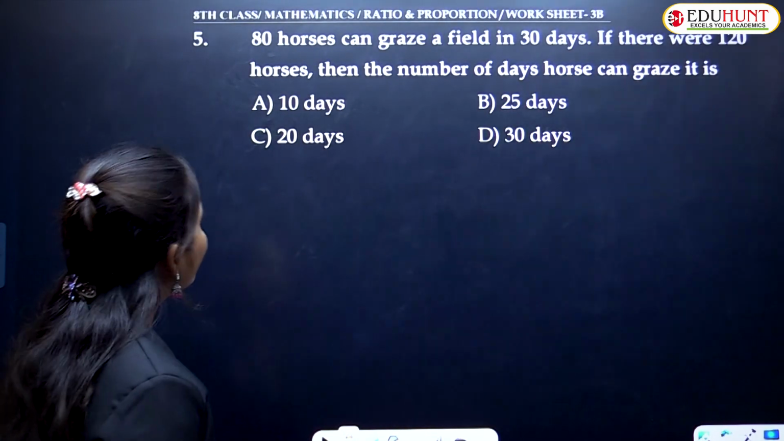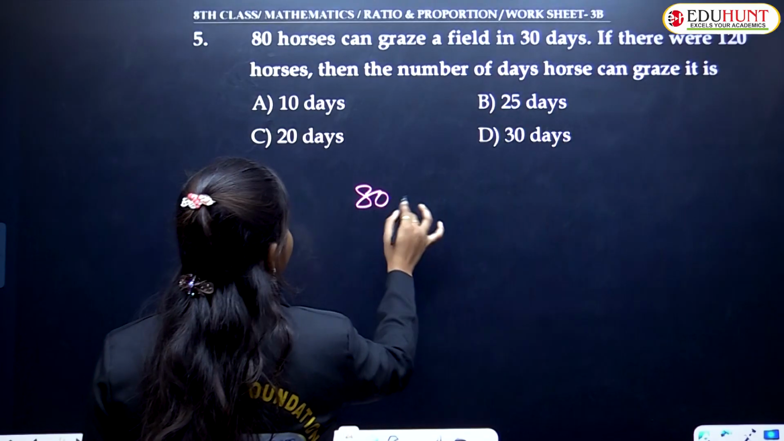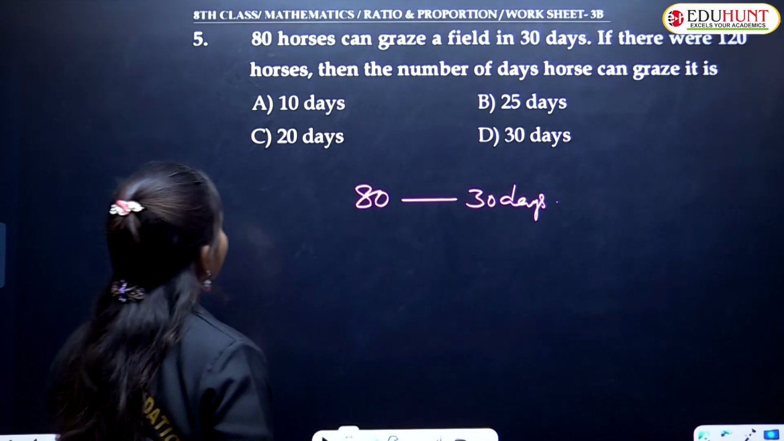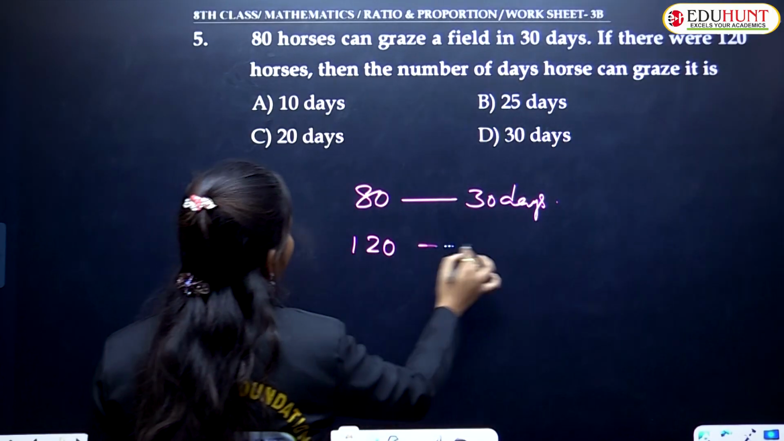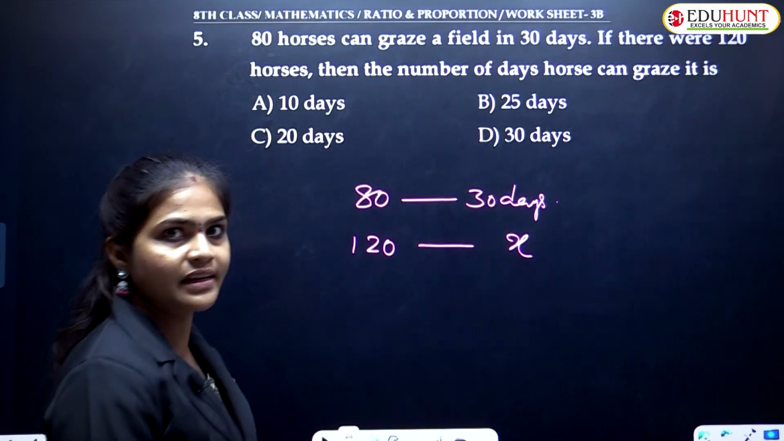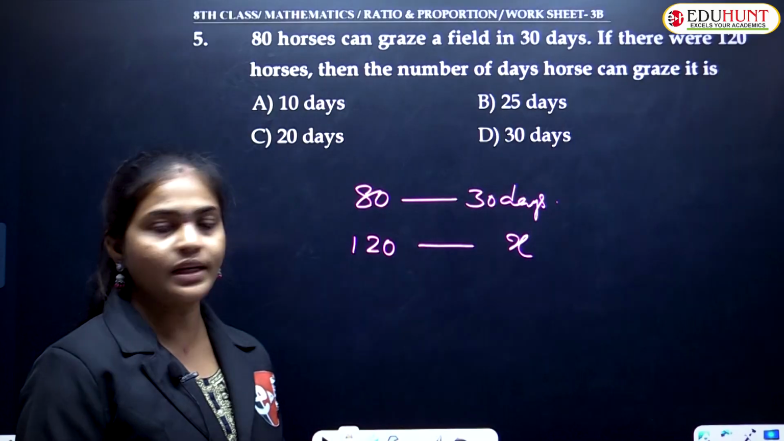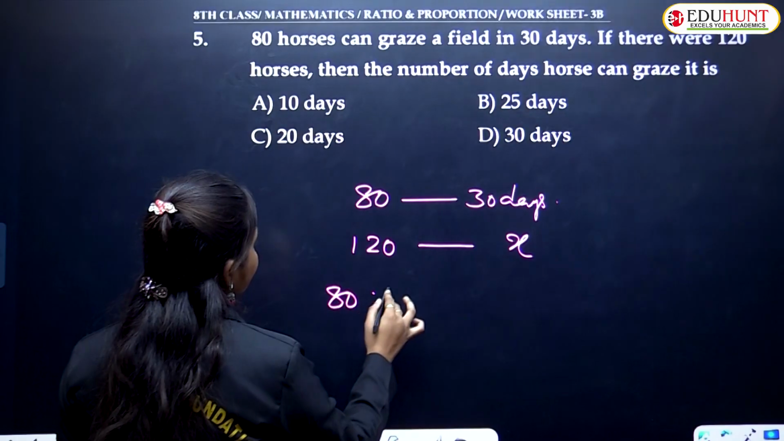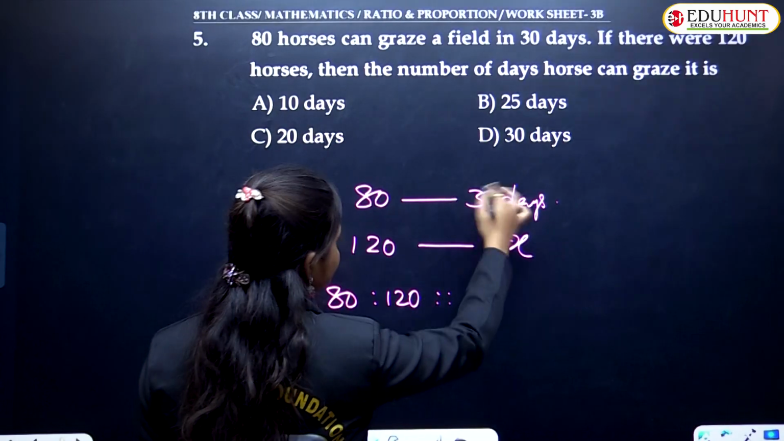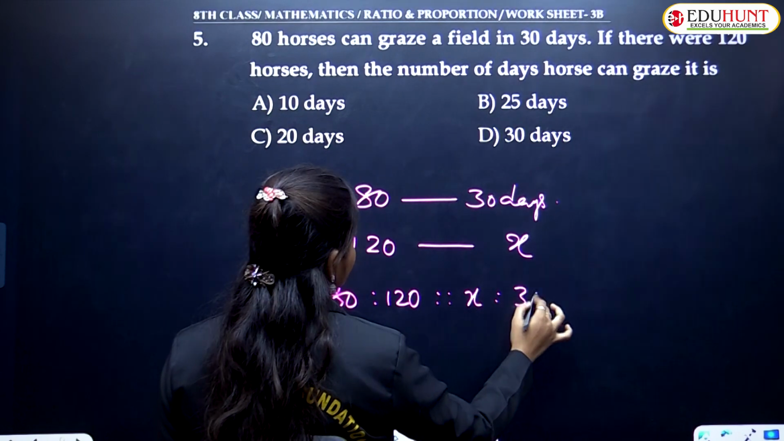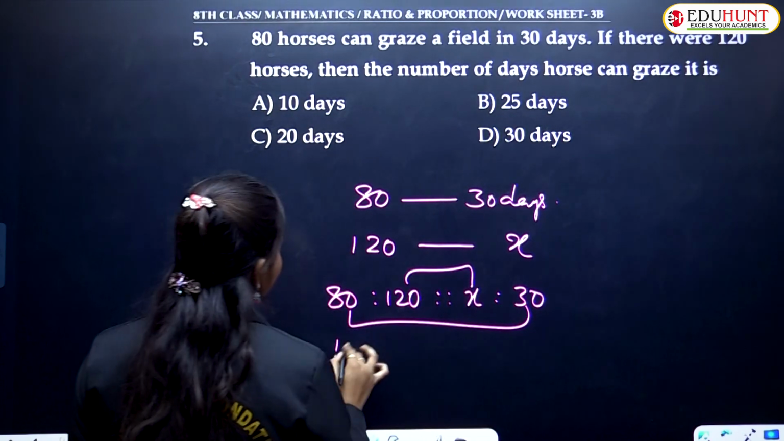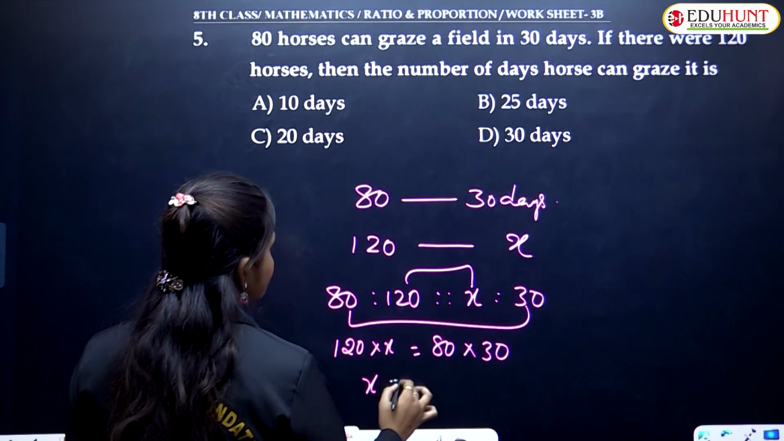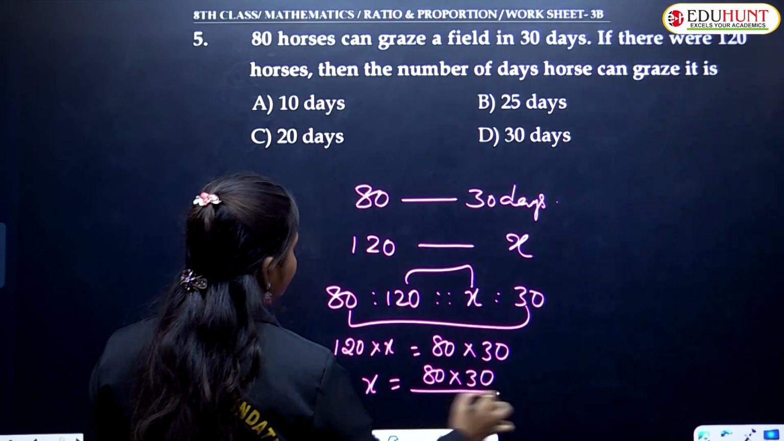80 horses can graze a field in 30 days. If there were 120 horses, then how many days will it take to graze the total field? Here the field is constant. So again this is inverse proportion only, no? So just take 80 is to 120 as its reverse, x is to 30. So 120 into x is equal to 80 into 30.